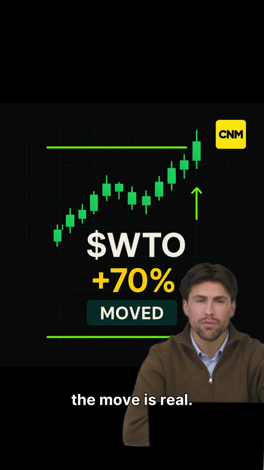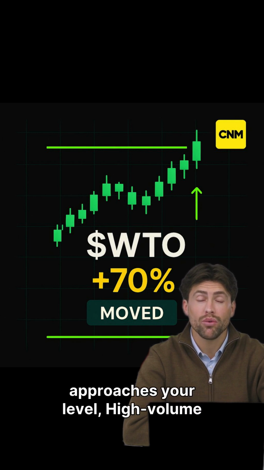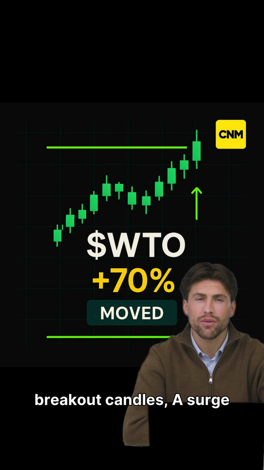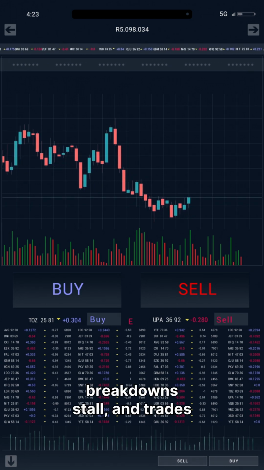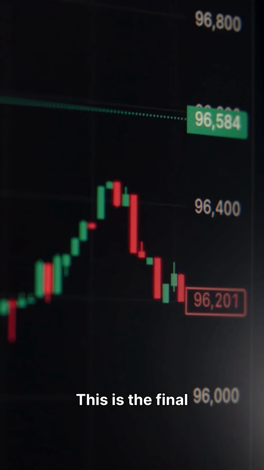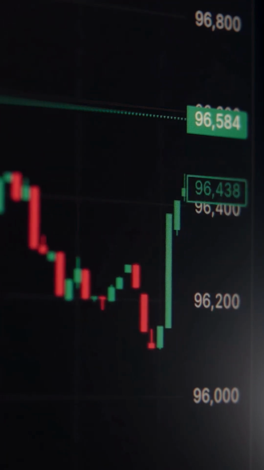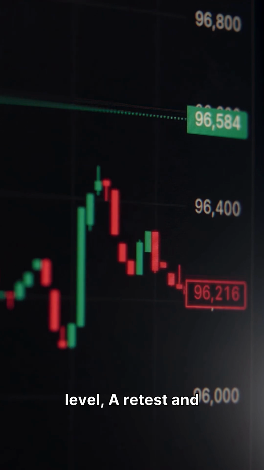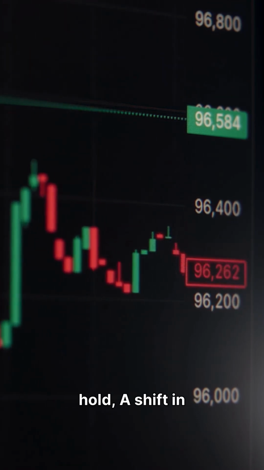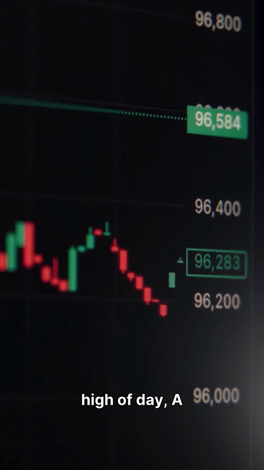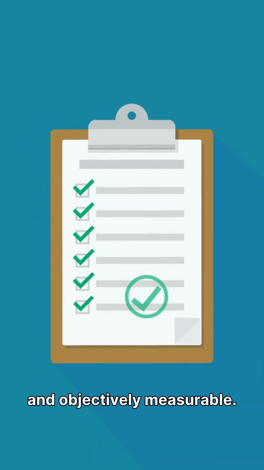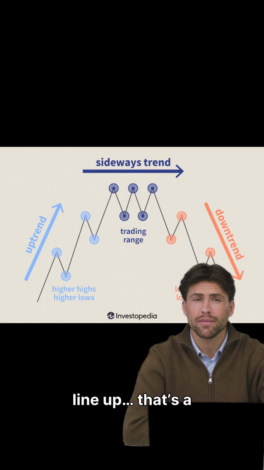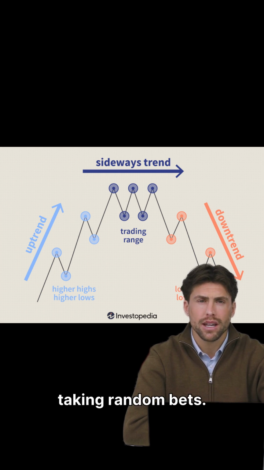Volume tells you whether the move is real. You want confirmation through increasing volume as price approaches your level, high volume breakout candles, a surge of participation on the reclaim. Without volume, breakouts fail, breakdowns stall, and trades turn choppy. The confirmation trigger is the final checkmark before entering a trade. It could be a candle close above a level, a retest and hold, a shift in tape speed, a new high of day, a range break. Whatever your trigger is, it must be consistent and objectively measurable. When all four components line up, that's a valid setup. Without them, you're taking random bets.